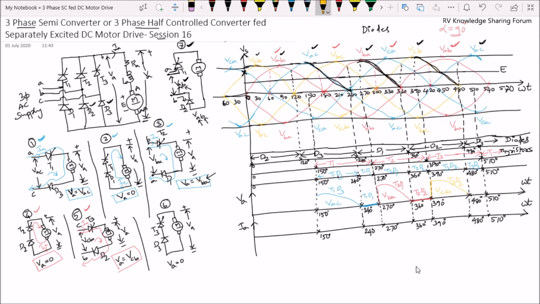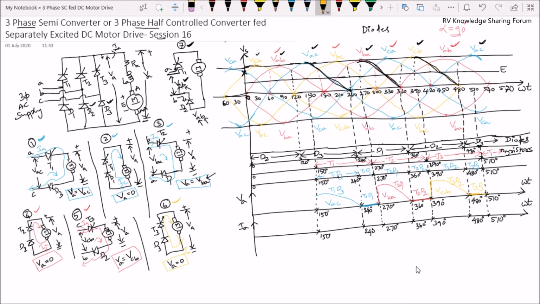Again from 480 degrees to 510 degrees, the thyristor T3 and the diode D3 are conducting. For this, please refer to circuit 6. Here the current from the motor is flowing through the diode D3 and T3 and again to the motor. If you observe this circuit, a short circuit is happening. Therefore our output voltage will be 0 from 480 degrees to 510 degrees, where the thyristor T3 and diode D3 are conducting.